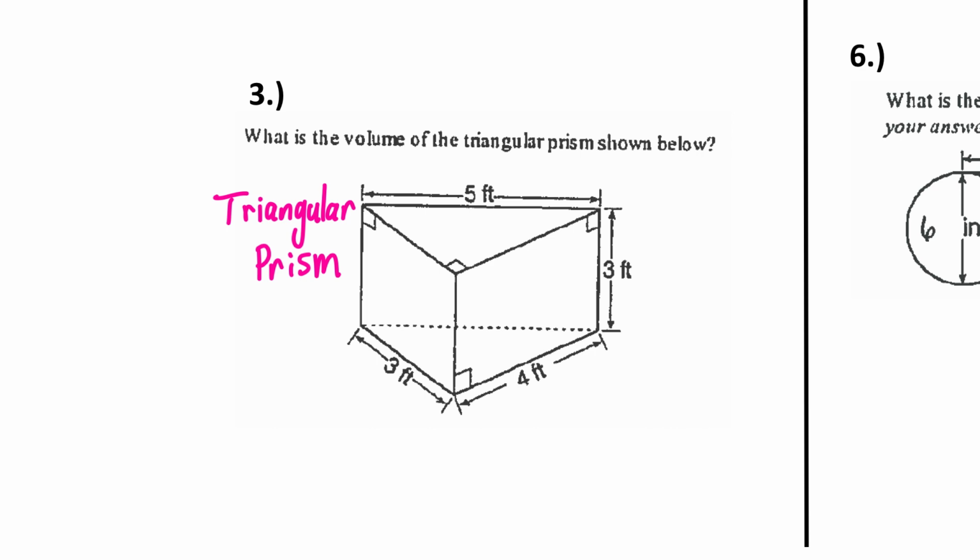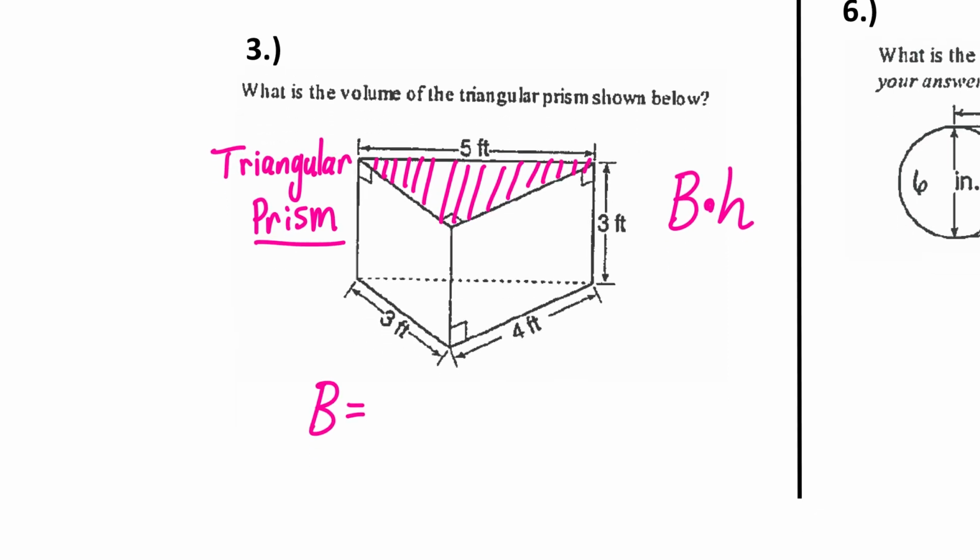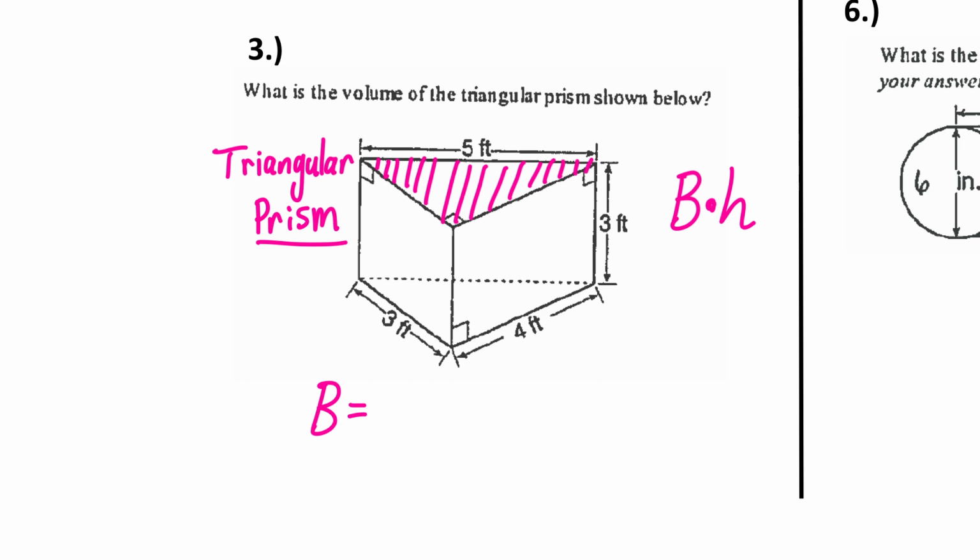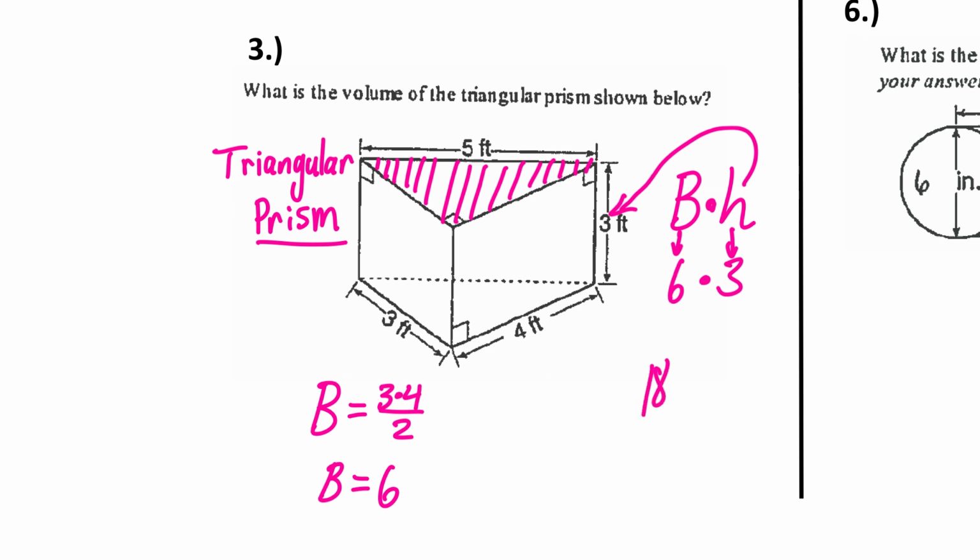Okay, so this is a triangular prism, but a prism just like the first one. Use the same volume formula, so B times H, capital B times little h, area of the base times the height. On this one, the base is this triangle right here. To find the area of the base, it's a triangle, so we're going to go 3 times 4 divided by 2, which is 6. So the area of the base on this one is 6, and the height is 3. And so 6 times 3 is 18.